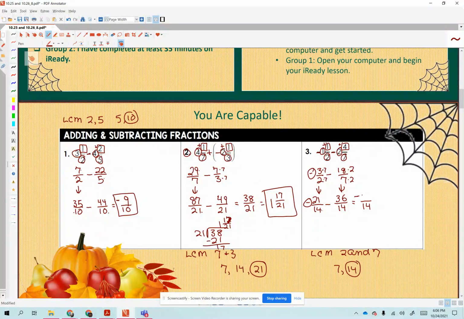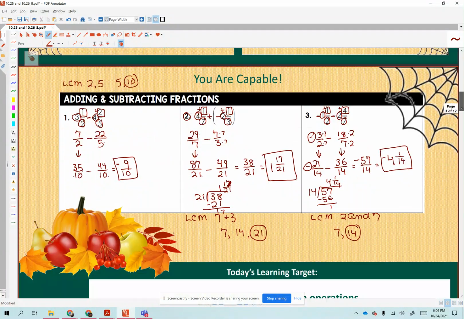36 plus 21 is 57, and that's an improper fraction. So I will take that 57 and divide it by 14. I know that 14 times 4 is 56, and that will give me 1/14 left over. So my final answer, 4 and 1/14, and that is a negative. So let's go on to number 4.